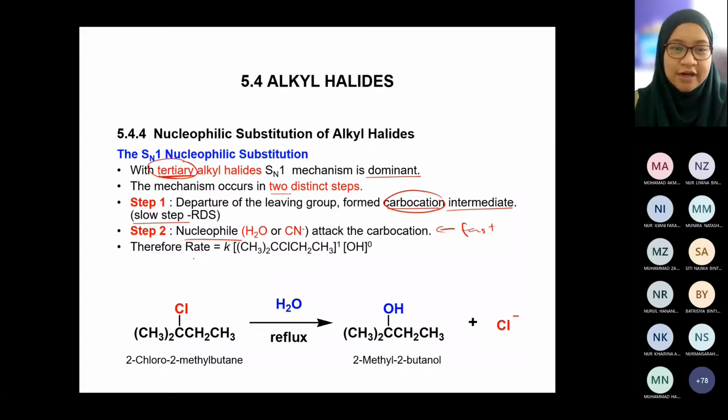Okay, alright. So therefore, the rate can be equal to K times the concentration of the reactant times OH. But OH is zero order. OH concentration is zero order. Okay, because it does not rely ataupun depends on the concentration of OH. Okay, dia tidak bergantung pada concentration of OH. That's why dia zero order. Okay, dia bergantung kepada carbocation tu. So the formation of carbocation. So bila carbocation is formed, so dia akan, the attack of the nucleophile will be very fast.